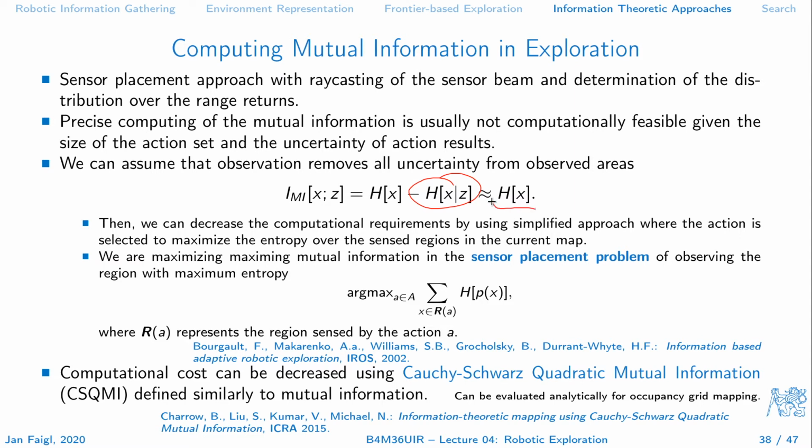So we will have something like this, and in this case we can decrease the computational requirements significantly because we can just compute the entropy of the sensed regions in the current map. So what we are doing, we are maximizing the mutual information in the sensor placement problem of observing the region with the maximum entropy.